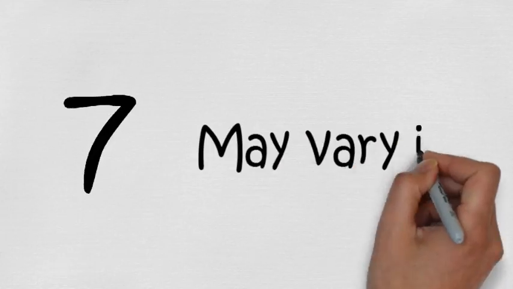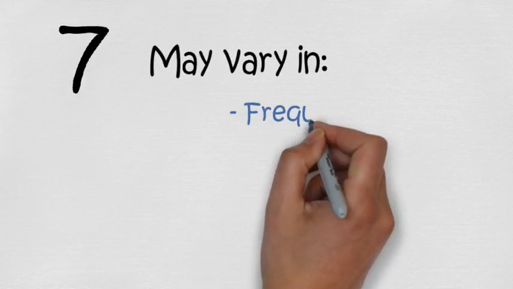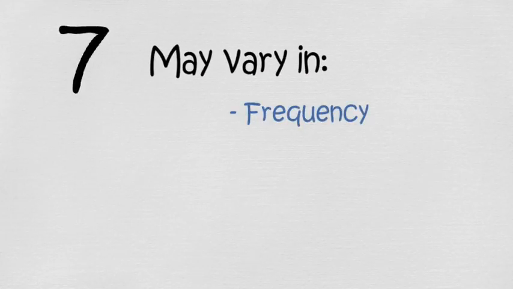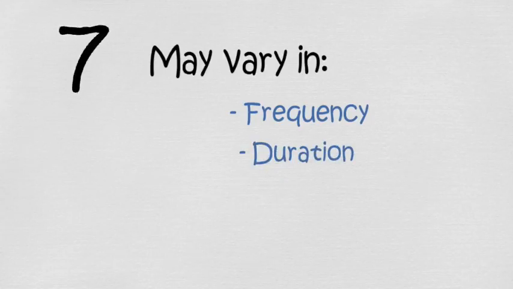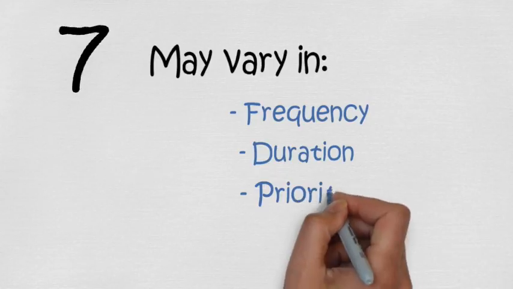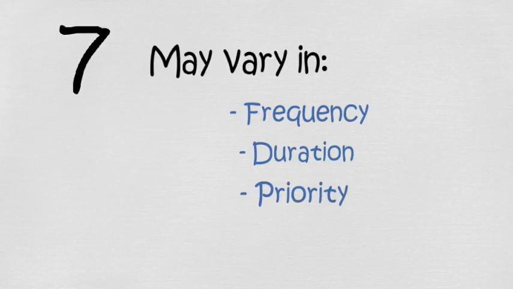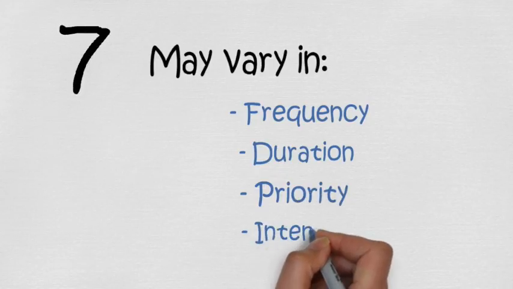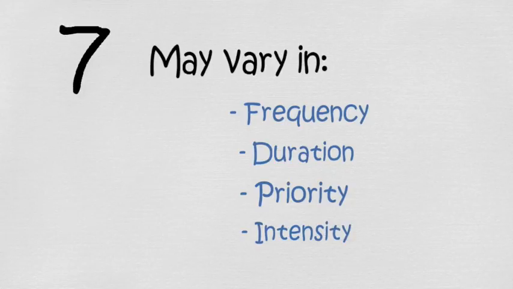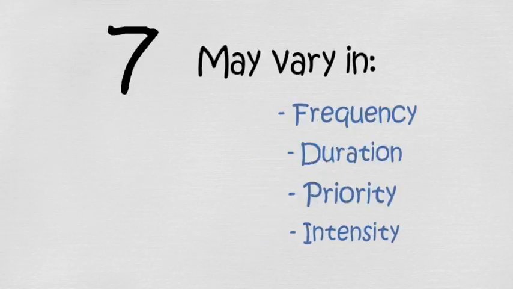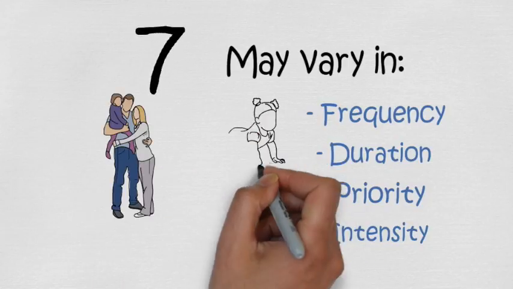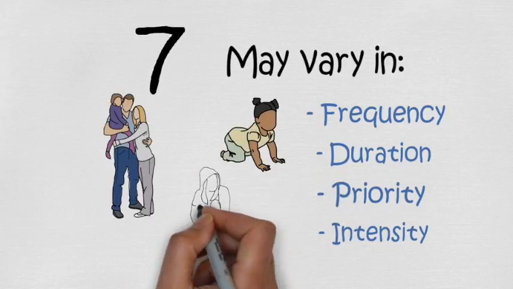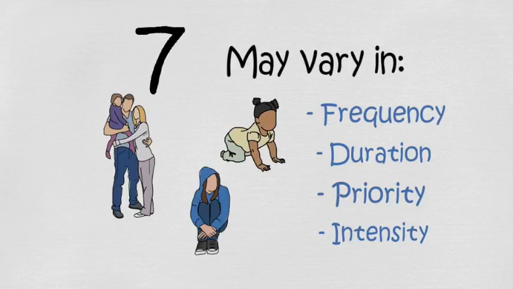Proposition 7 says that differential association may vary in frequency, which is simply the number of times it occurs, duration, which is the length of time that a behavior can occur, priority, which is how early in life you learn the behavior, and intensity, which is simply the emotional response to the prestige of the behavior. And that can be thought of as who taught you the behavior. If your parents taught you a behavior, it's more likely to be intense than, say, a teacher or someone else.